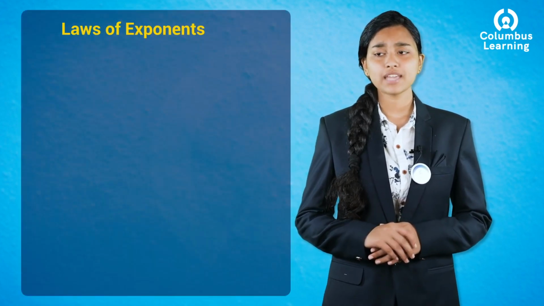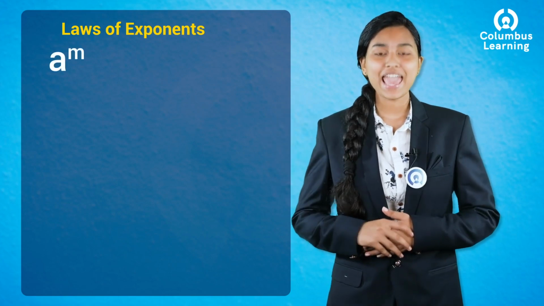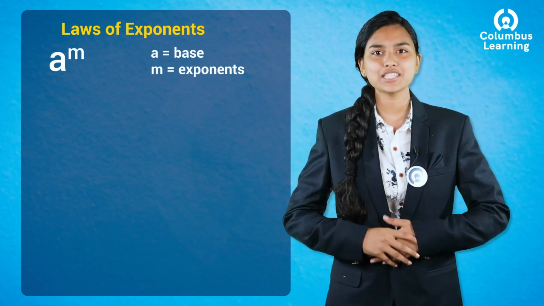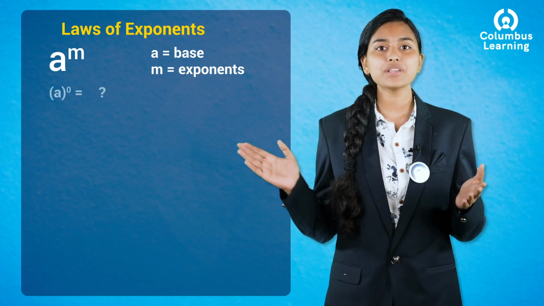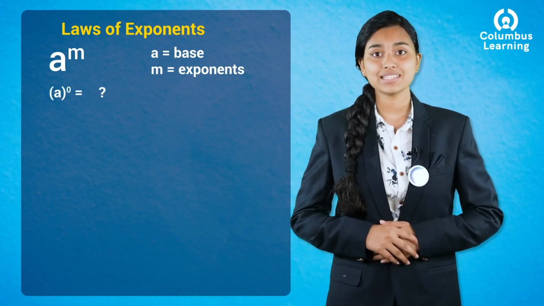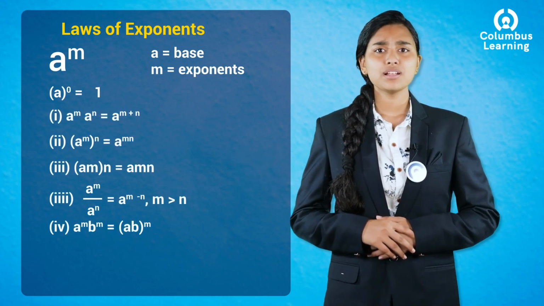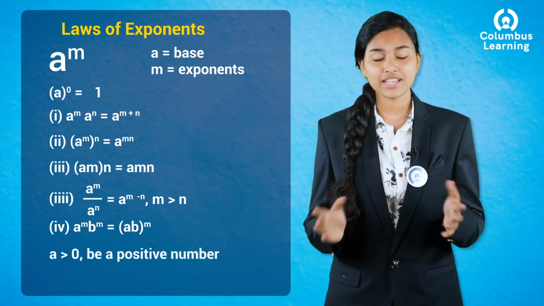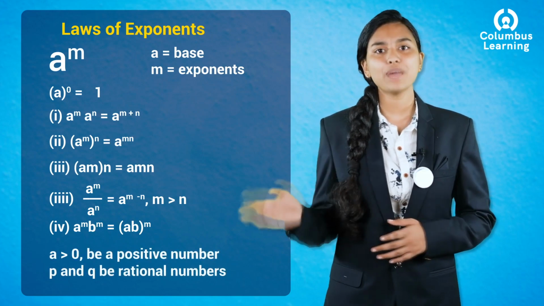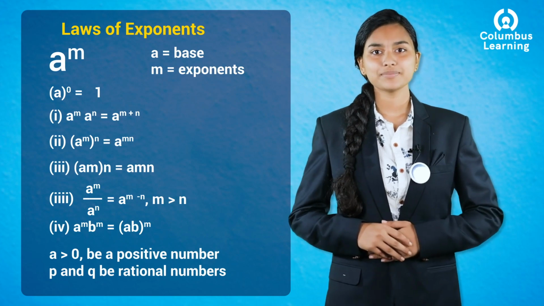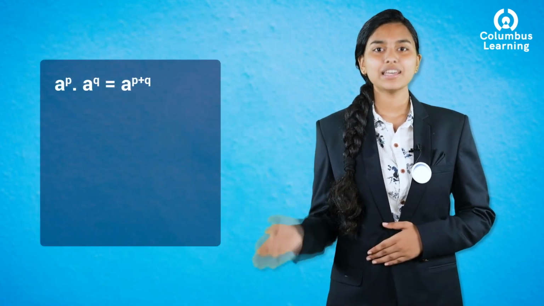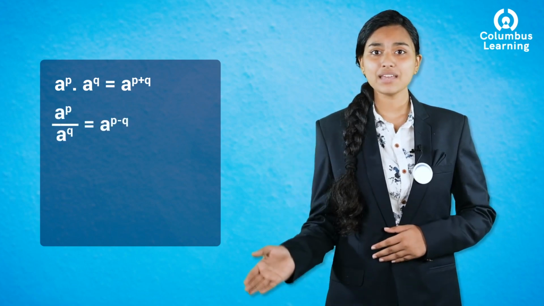Now it's time to learn the laws of exponents. In this representation, a is called the base and m is the exponent. What is a raised to 0 then? Yes, it is 1. Now, let a be any real number greater than 0 and p, q be any rational numbers. The laws are: a raised to p into a raised to q is equal to a raised to p plus q, and a raised to p by a raised to q is equal to a raised to p minus q.